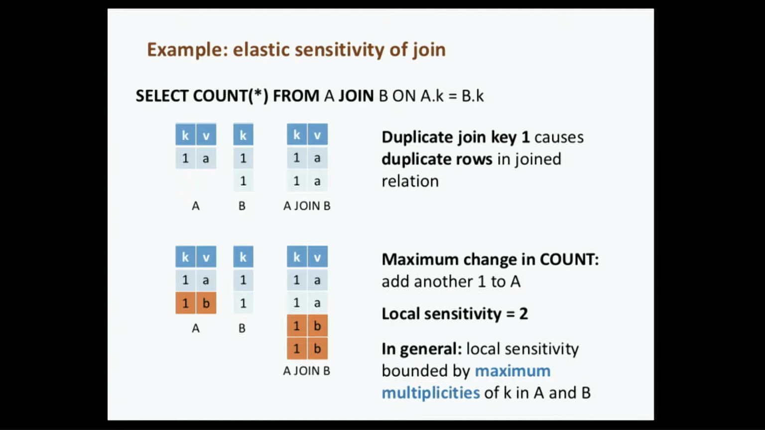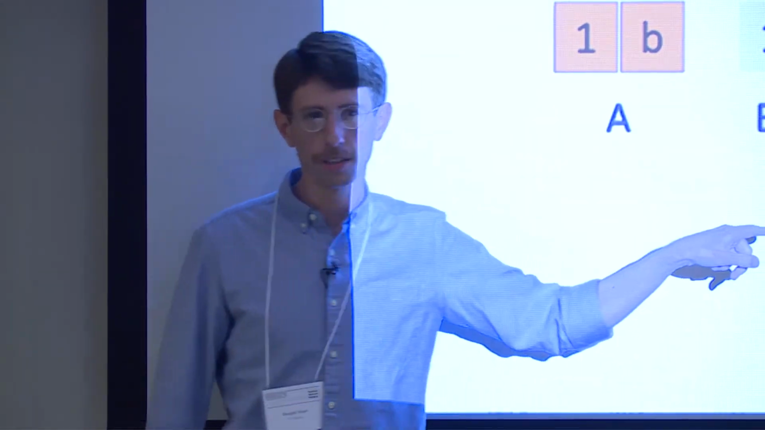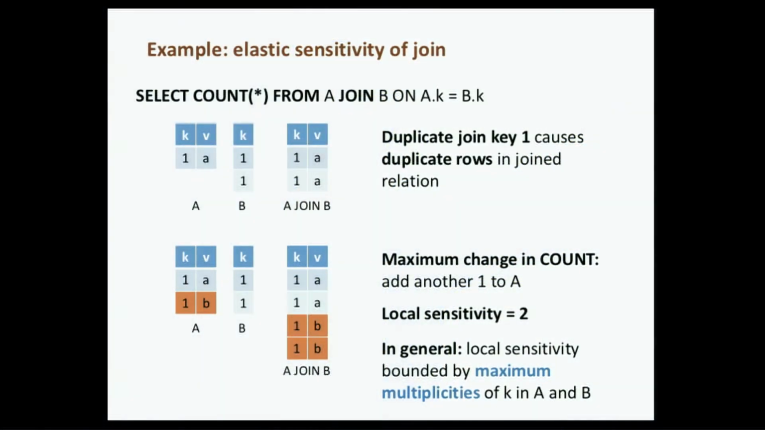And in global sensitivity, you don't know anything about A and B, right? In global sensitivity, you have two databases that are neighbors, but they could have anything in them. In particular, this B table could have 10,000 ones, in which case the local sensitivity would be 10,000, right? And so we need something like local sensitivity that lets us bound the number of ones here.